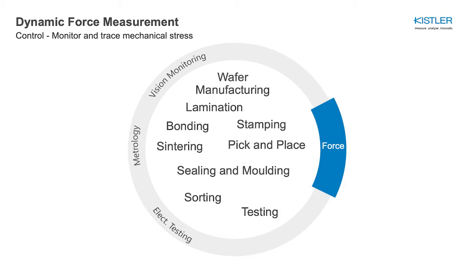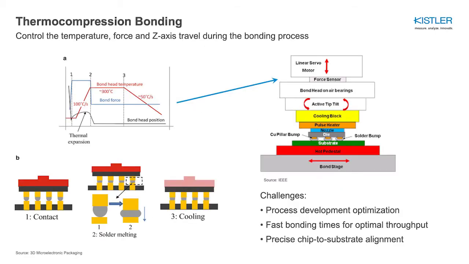Bonding applications like wire bonding, flip chip, die attach, and wafer-to-wafer bonding are applications served by Kistler for many years. On the next slide I will talk about thermocompression bonding in more detail. As you know, you have to control temperature, force and Z-axis travel during the bonding process.